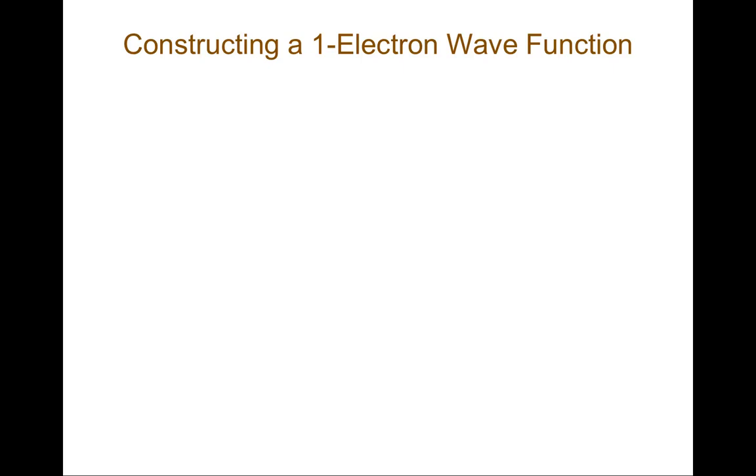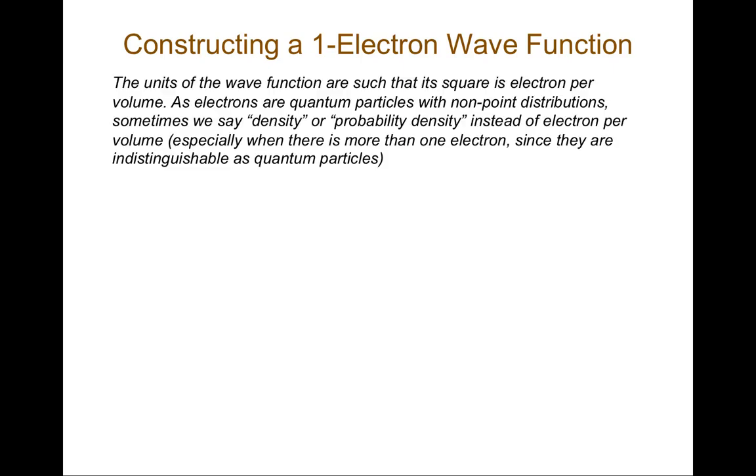So let me begin by thinking about a one-electron wave function again. And I'll simply review from some prior lectures that the units of the wave function are such that when you square it, you get electron per volume. And as a result, we think of that as a so-called probability density. It's per volume, so it's a density, and it's a number that can be normalized so that it would integrate over all space to be equal to 1, so that the probability of finding an electron somewhere in space is 1 as you integrate over all space, but it's a continuous distribution.